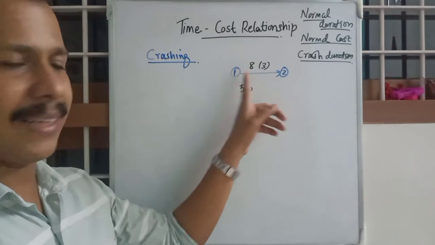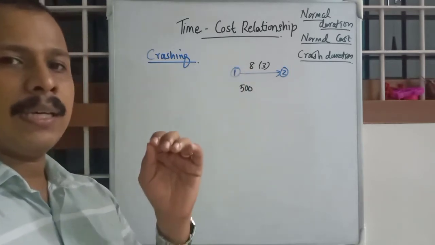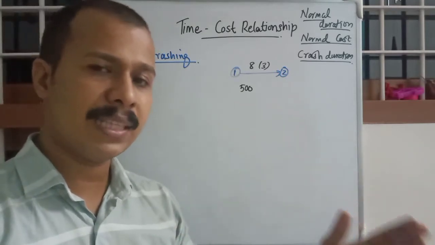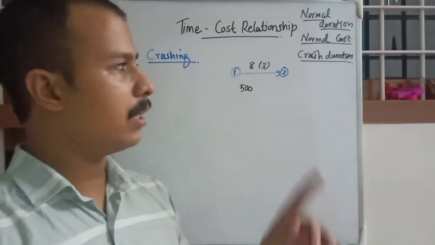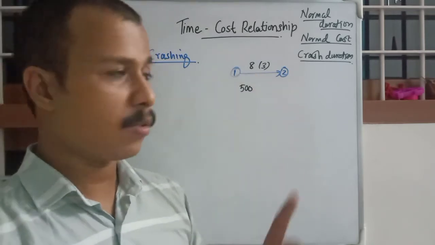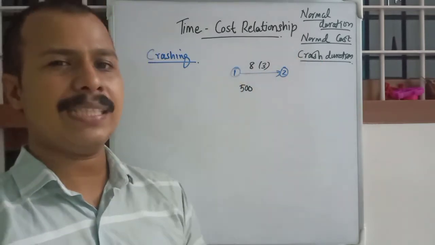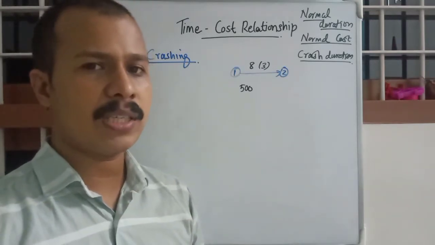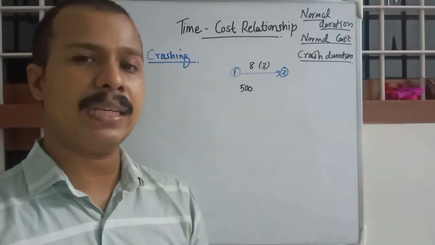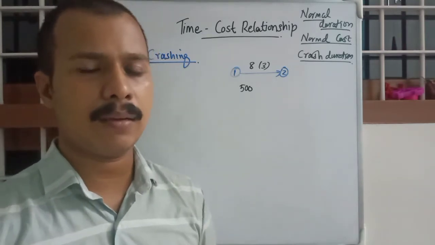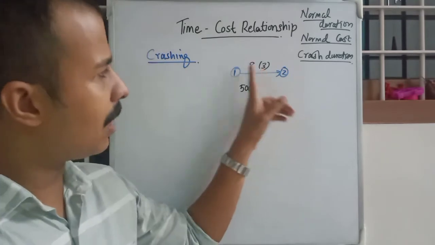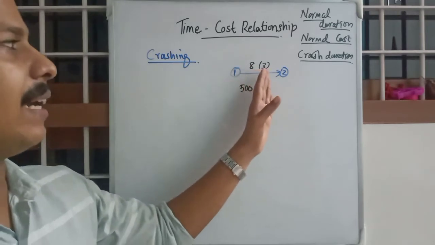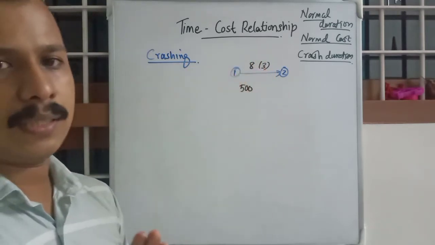Normal duration, 8 in this example, is the planned duration in which, with the available raw materials and people, we can complete the work within 8 days. While crash duration is the least possible duration in which we can complete it with infinite resources like labor, raw materials, etc. So we need at least 3, we cannot go lesser. That is the idea with 3 and 8.